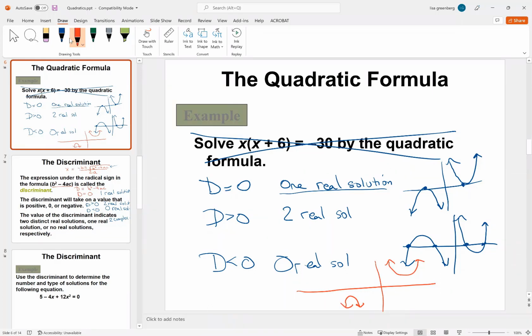But it can touch the y-axis though, right? Absolutely. They all will pretty much touch the y-axis at some point because they go on infinitely in both directions. The solutions have to do with whether or not it touches the x-axis. Okay, makes sense? Okay, perfect.